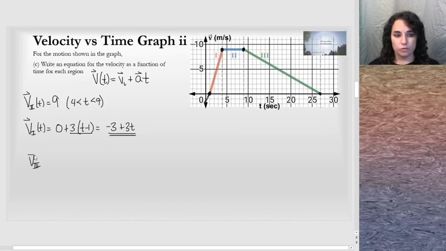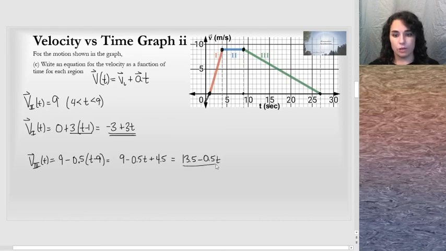V3 as a function of time, you may be getting the hang of this. The initial velocity here is 9. We slowed down. We calculated this on the previous slide at negative 0.5 meters per second squared. And the time here is t minus 9, right? So when I simplify this, we get 9 minus 0.5t plus half of 9 is 4.5. So overall, this will give us 13.5 minus 0.5t.